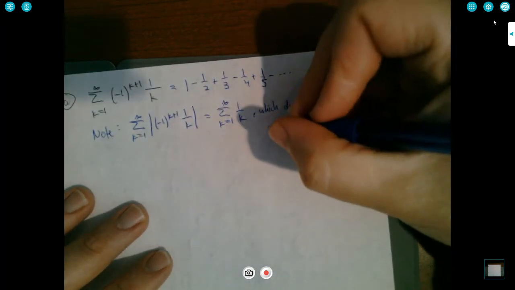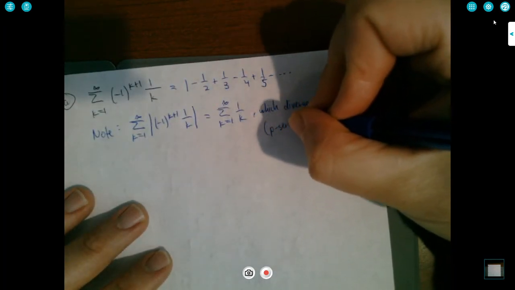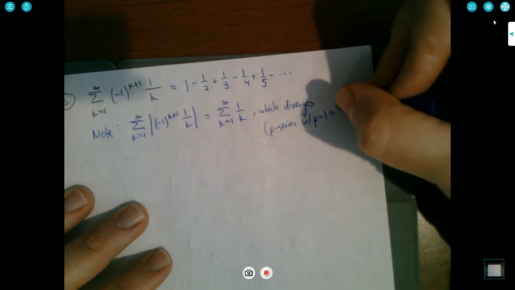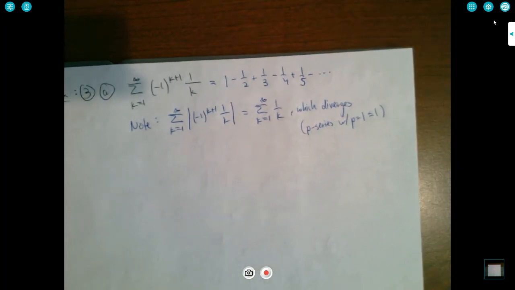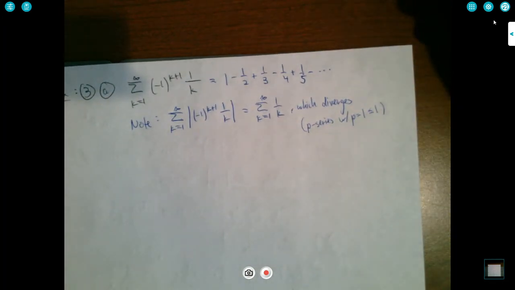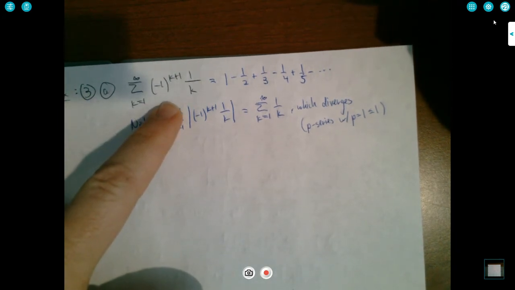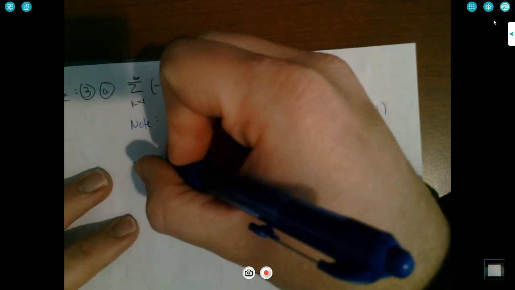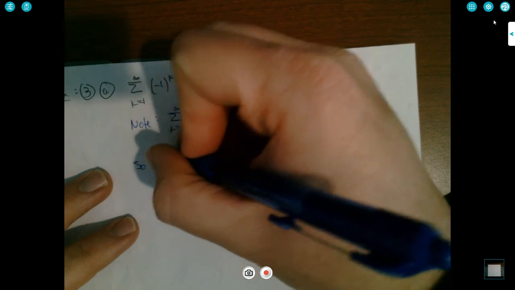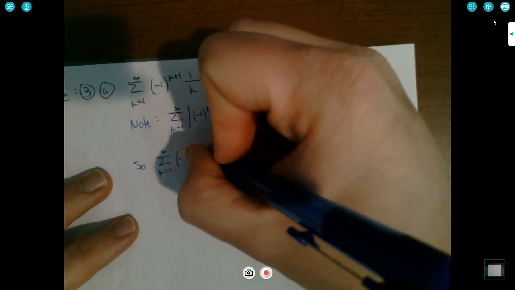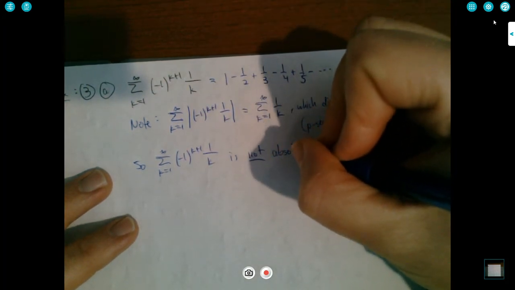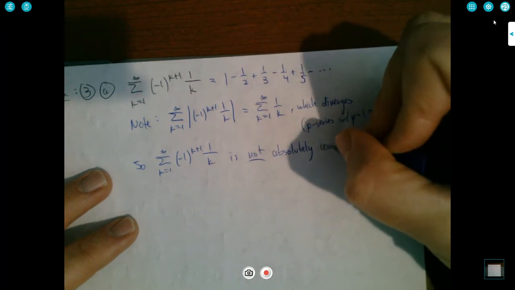This is divergent, right? And I know that it diverges because it's a p series with p equals 1, which is less than or equal to 1. Okay? So this series is not absolutely convergent, but maybe it's conditionally convergent, right? So the series is not absolutely convergent.